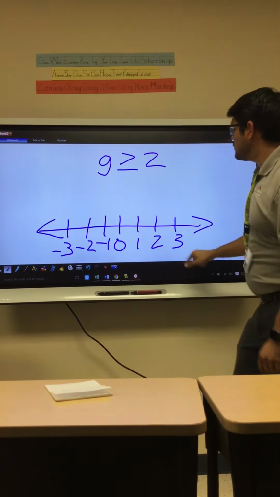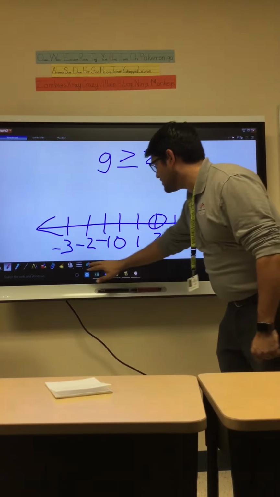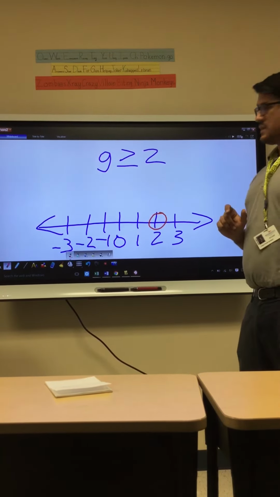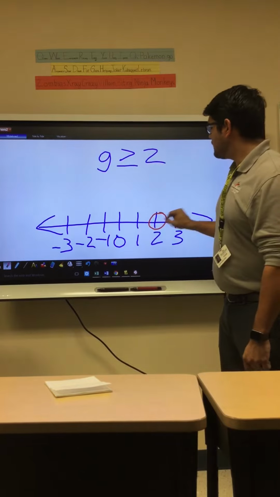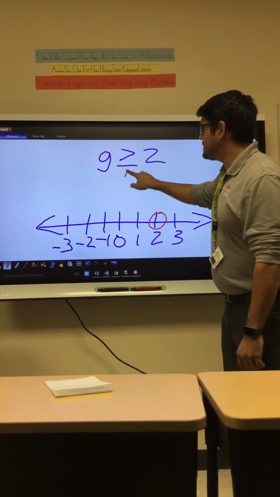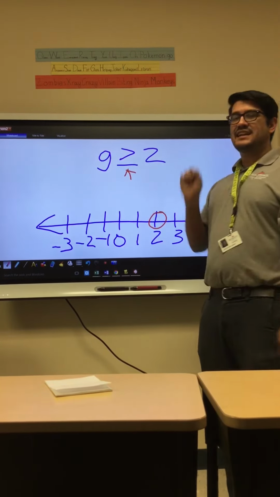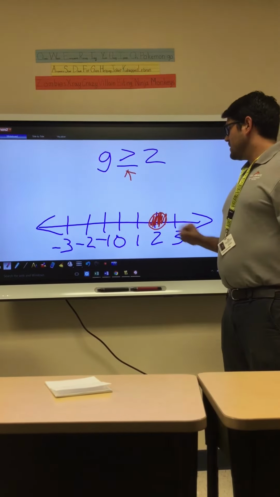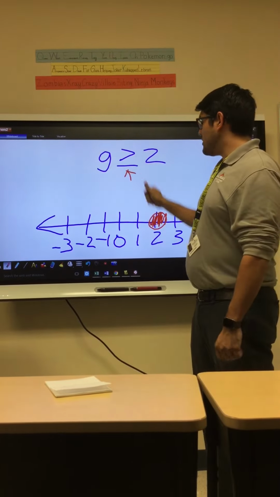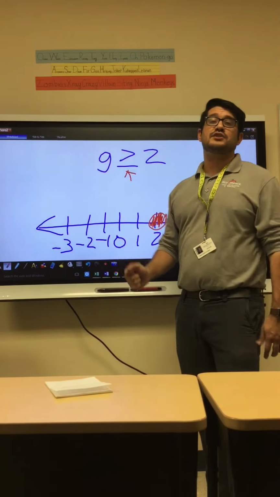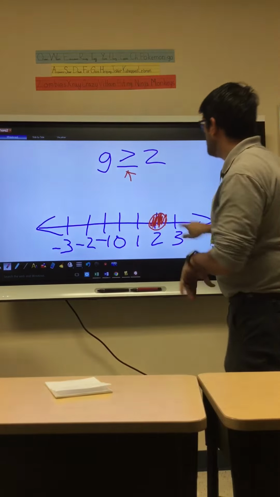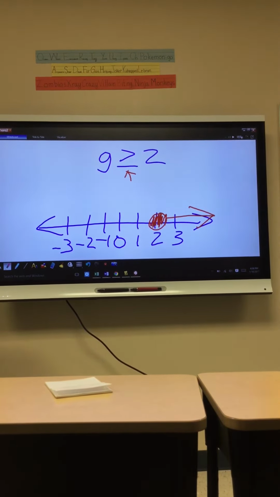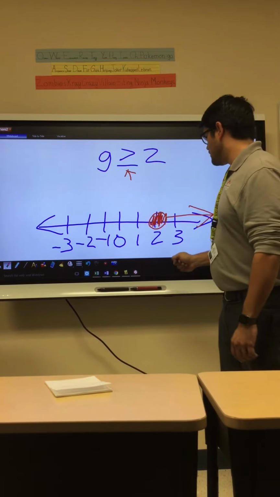Okay? So the first thing you do is make a circle on 2. I should change the color of that so then you can see it better. Make a circle on 2. Okay? Then you check if you have to fill it in. There's a line. It is being underlined. It means it can equal 2, which means you fill in the 2. Okay? Then it says G is greater than. So then you have to point an arrow in the direction of the numbers that are greater than 2, which means this direction. Okay? Very, very simple. 3 is greater than 2.